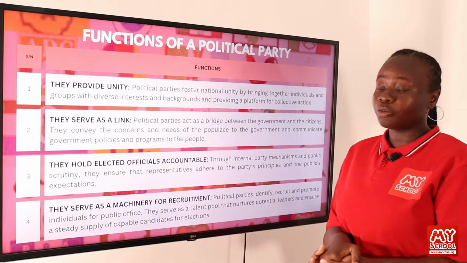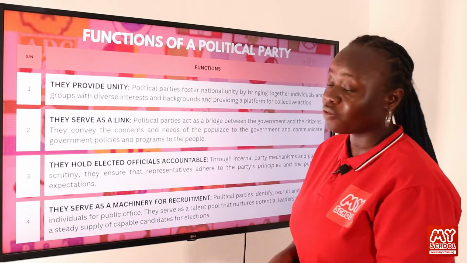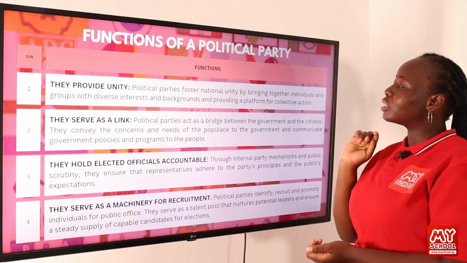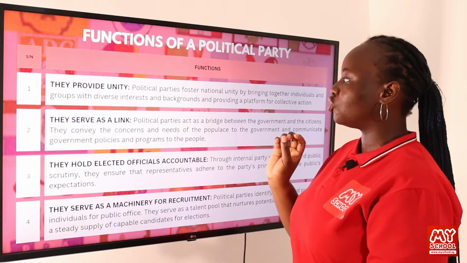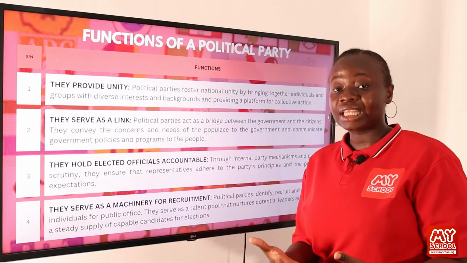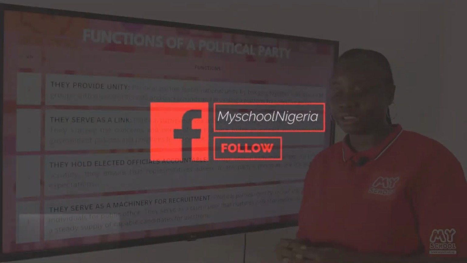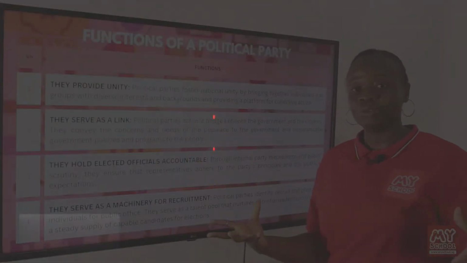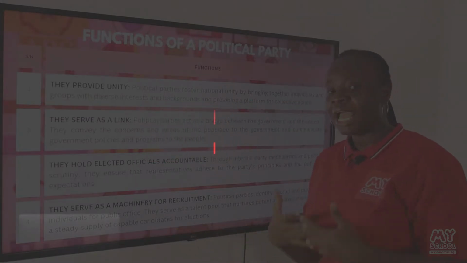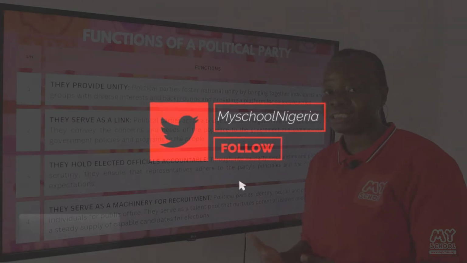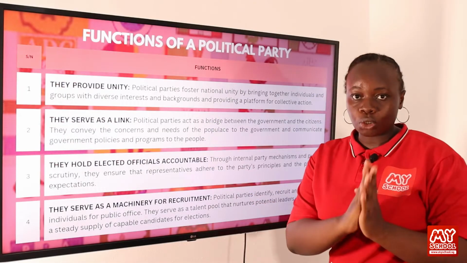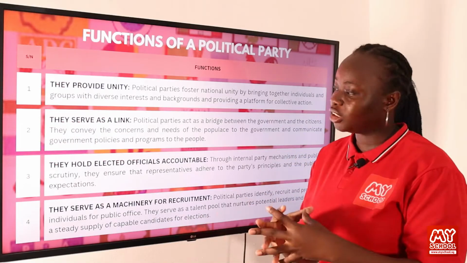All right, what are the functions of a political party? One of the functions is that they provide unity. Political parties foster national unity by bringing together individuals and groups with diverse interests and backgrounds and providing a platform for collective action. So there are certain types of political parties that help to provide unity. They bring different groups that have differing opinions to sit together and negotiate how they can implement policies that can favor all these differing parties. So this is one of the functions of a political party. They help to bring different groups together.